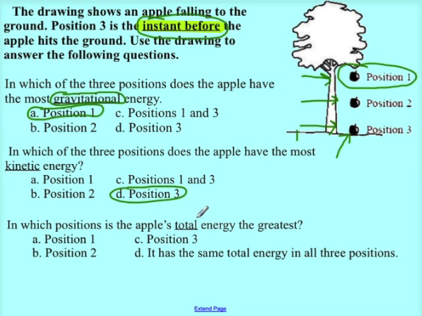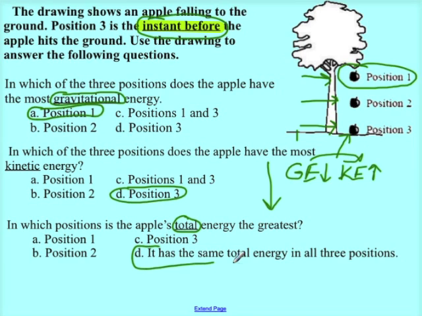In which position is the apple's total energy the greatest? So I underlined this word for a reason. Total energy. So as the apple is falling, the GE, the level of GE is decreasing. What's happening to KE, the kinetic energy? It's going up, isn't it? So when one's going down, the other one's going up. It's not losing any energy, it's just being converted from GE to KE. So it has the same total energy in all three positions.